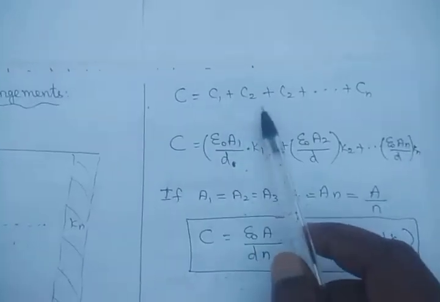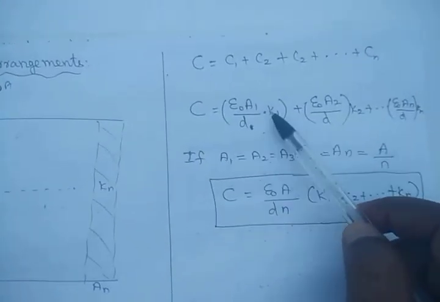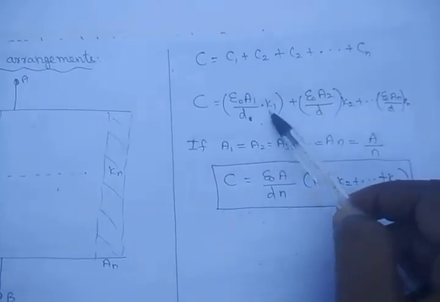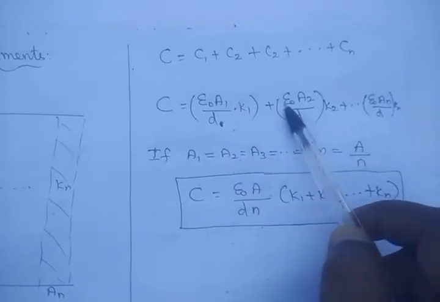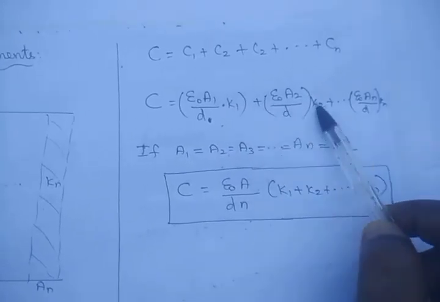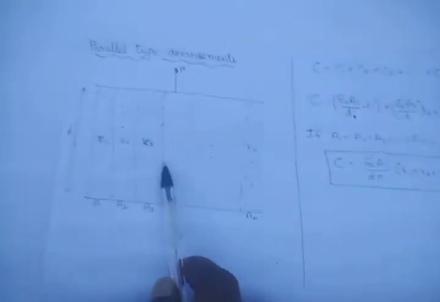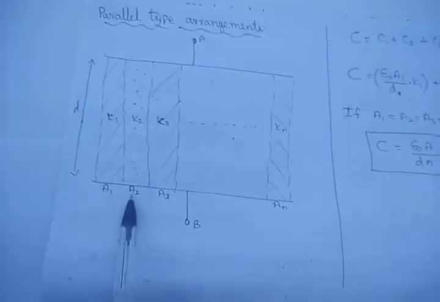In the parallel arrangement, C = C1 + C2 + C3 up to Cn. So for the first slab, C1 = ε₀A1K1/d, because when a dielectric slab is inserted, the capacitance increases by the dielectric constant times. So ε₀A1K1/d, ε₀A2K2/d. We have to add all the individual changes in capacitance after the dielectric slabs are inserted. When A1, A2, A3 are the same, that means all the areas are equal.